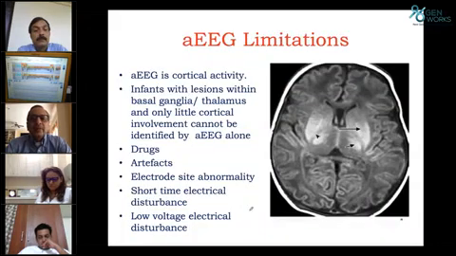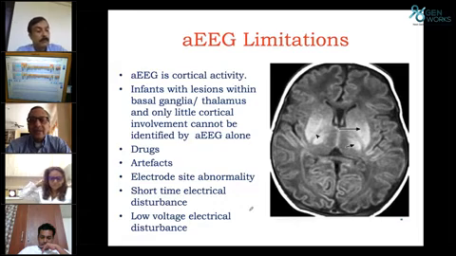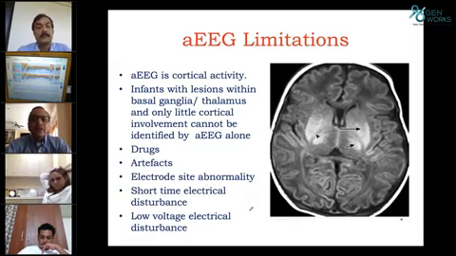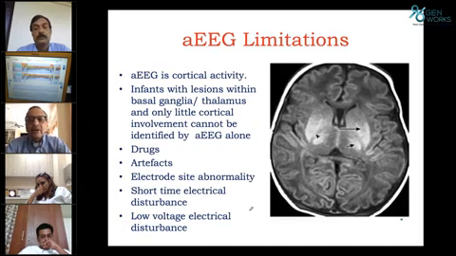Amplitude integrated EEG, if you remember, is derived from EEG. Two channels of EEG are processed, filtered, rectified, and then compressed to give you an aEEG signal. So anything that impacts EEG will also impact aEEG. So some of the things I'm going to talk about are going to overlap. But it's important to remember that EEGs measure cortical activity. They're not going to pick up subcortical structural activity.